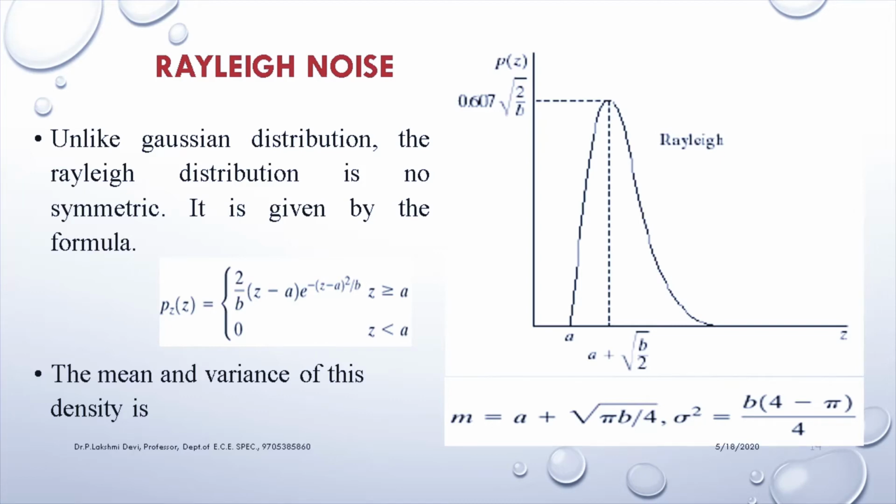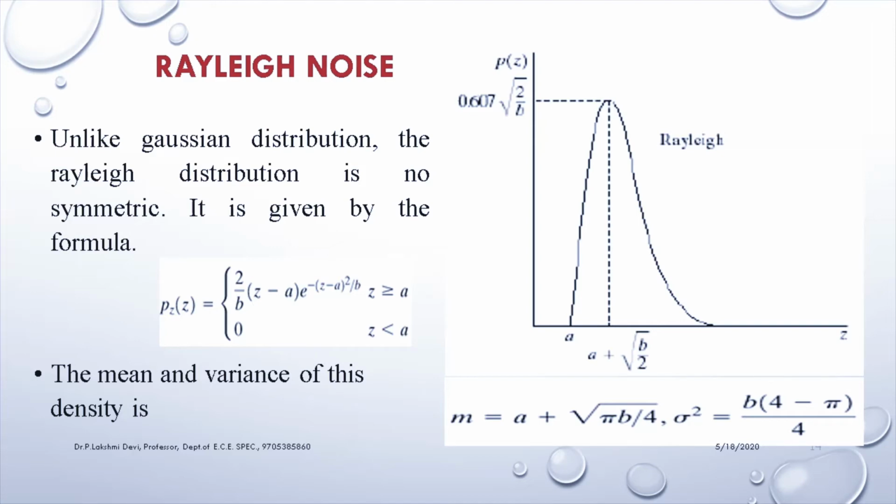Rayleigh noise also appears to be more or less equal to the Gaussian noise, but the shape of this Rayleigh distribution function is somewhat different from a Gaussian distribution function. Just here, this particular left side is sharp, not smooth like the symmetric curve of the Gaussian. This is the only deviation we can observe from the Rayleigh noise probability distribution function to Gaussian noise.